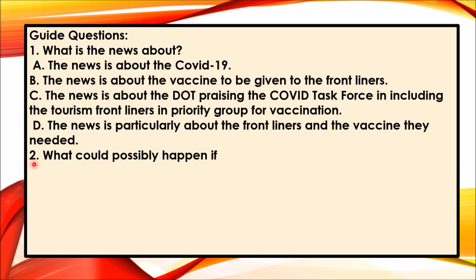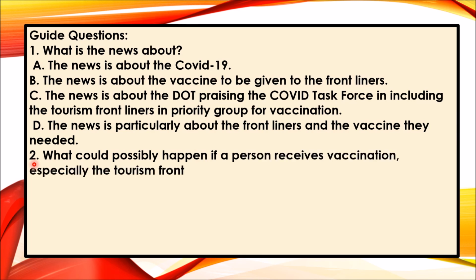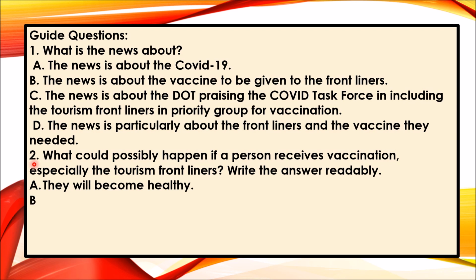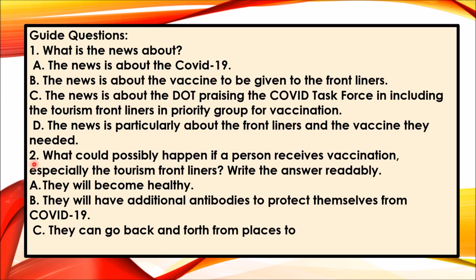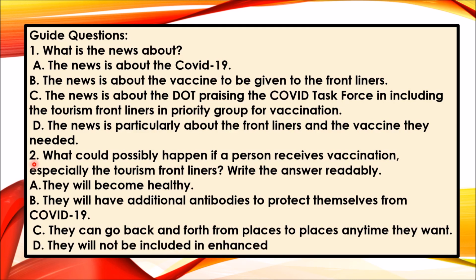So for the second question, what could possibly happen if a person receives vaccination, especially the tourism frontliners? Write the answer readably. A. They will become healthy. B. They will have additional antibodies to protect themselves from COVID-19. C. They can go back and forth from places to places anytime they want. And letter D. They will not be included in enhanced community quarantine.